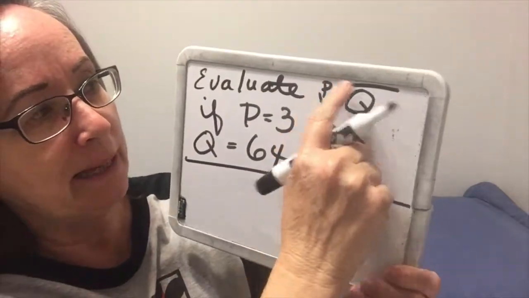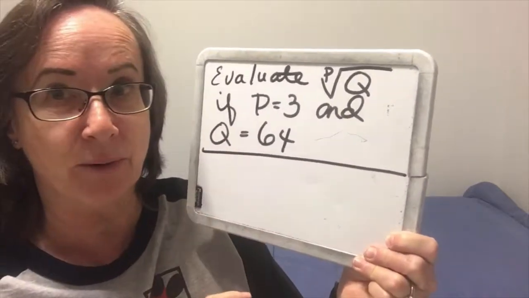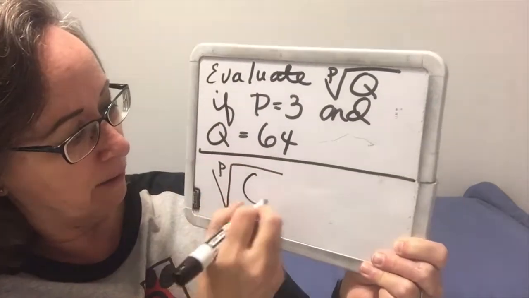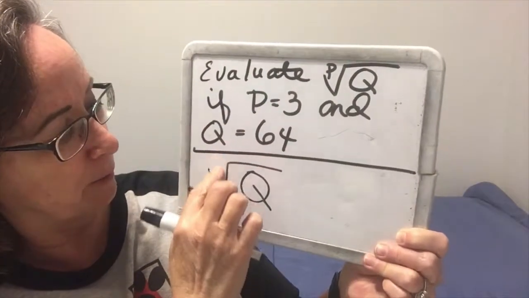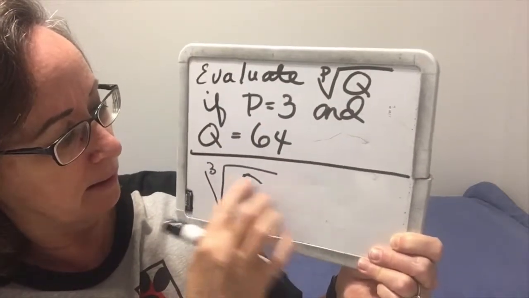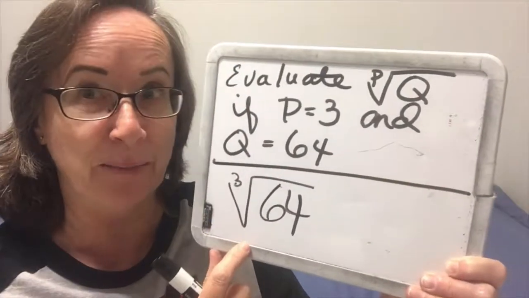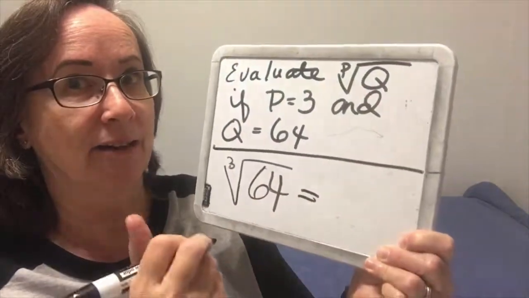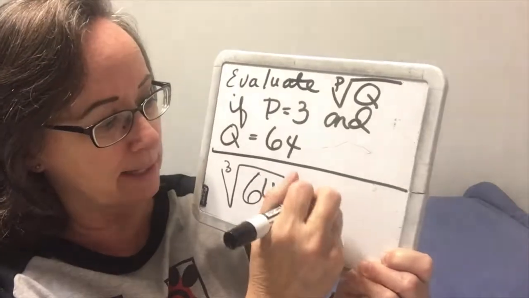Evaluate the pth root of q if p is 3 and q is 64. Okay, so here's our form, the pth root of q. So now we make our substitutions. P is 3, so I'm going to erase it and put a 3. And q is 64, so I'm going to erase it and put a 64. So now I'm talking about the cubic root of 64. And since 4 times 4 times 4 is 64, the cubic root of 64 is 4.